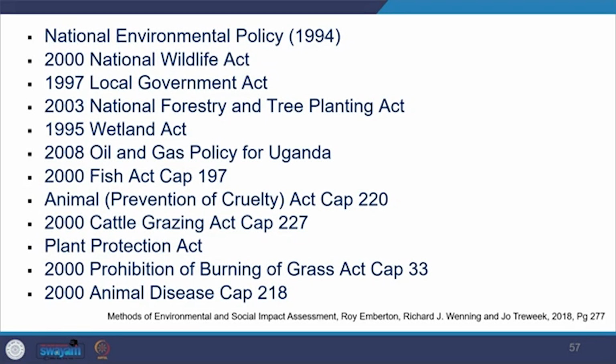All those lists have been provided to you here: National Environmental Policy, National Wildlife Act, Local Government Act, and so on. These are international and national examples, so you see the range of acts in different countries at different levels. You can see the Wetland Act, Oil and Gas Policy for Uganda, Fish Act, Animal Prevention and Cruelty Act, Cattle Grazing Act, Prohibition of Burning of Grass Act, Animal Disease Act. All these you can see.